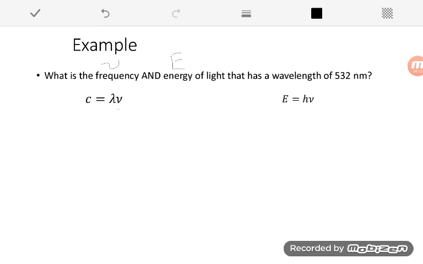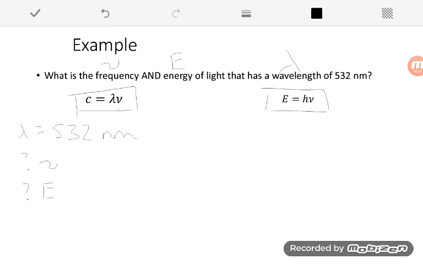Energy, of course, is E, and wavelength is this odd-looking Greek symbol called lambda. So the only one we have right now is that lambda is equal to 532 nanometers. And we're looking for frequency and we're looking for energy. And we've been provided with two equations. So before we can use this one, we're going to have to figure out what the frequency is. So let's start with this one over here.